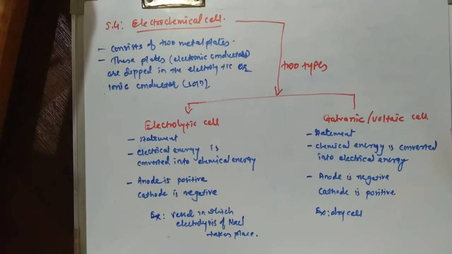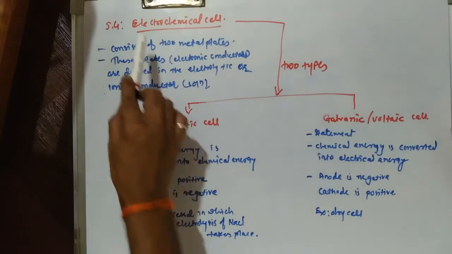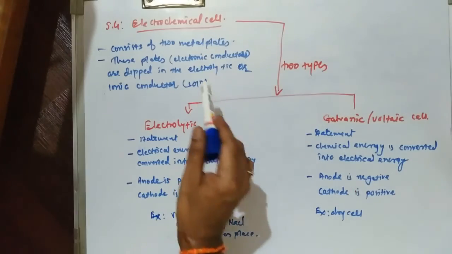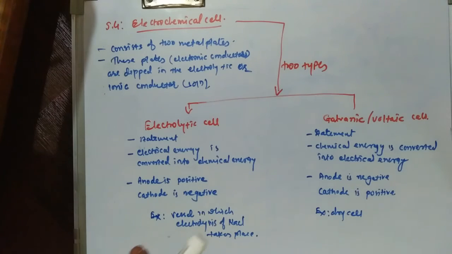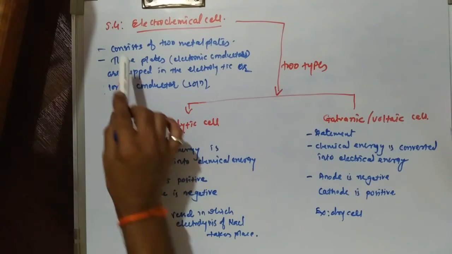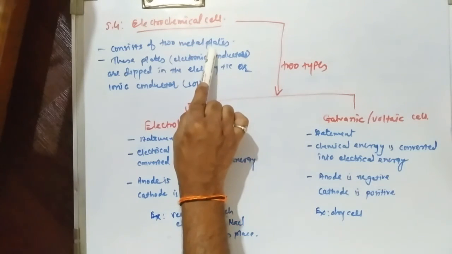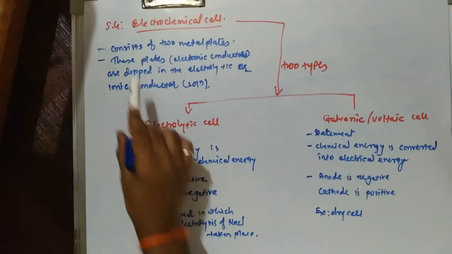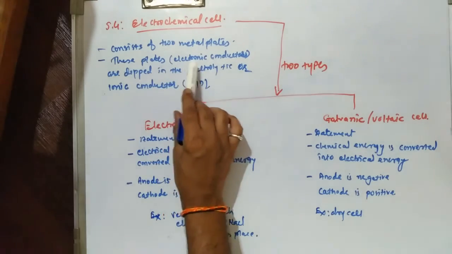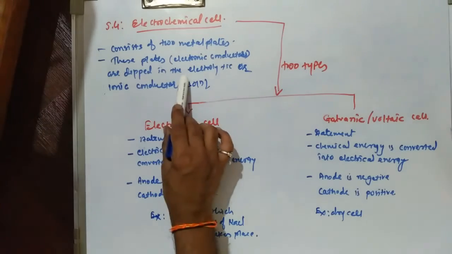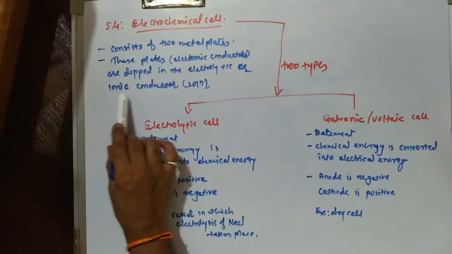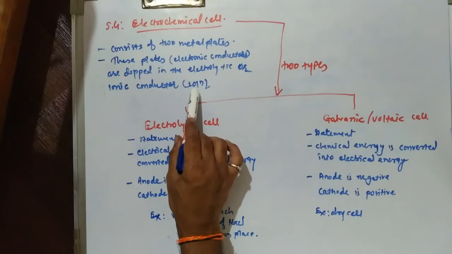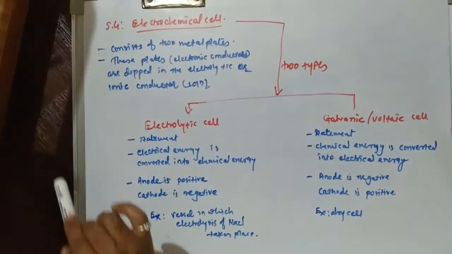Now let us see the electrochemical cell. What is an electrochemical cell? It is a vessel or a device which consists of two metal plates or carbon or graphite rods. These plates, which are electronic conductors, are dipped in the electrolytic or ionic conductor, which is a solution or molten electrolyte. So this is the electrochemical cell.